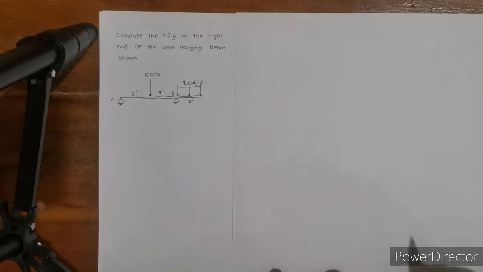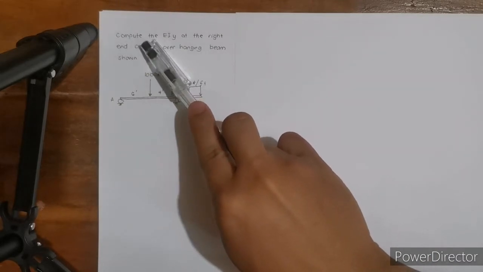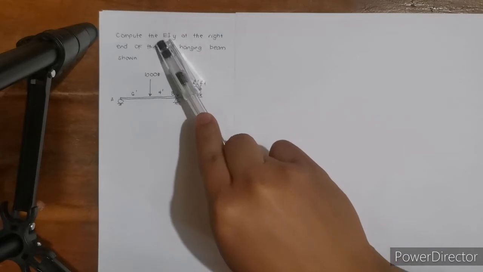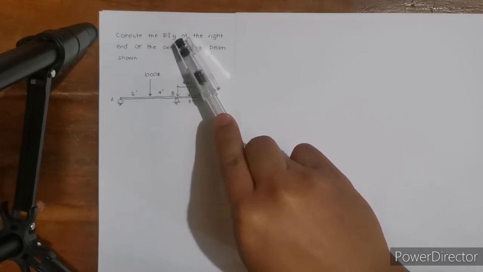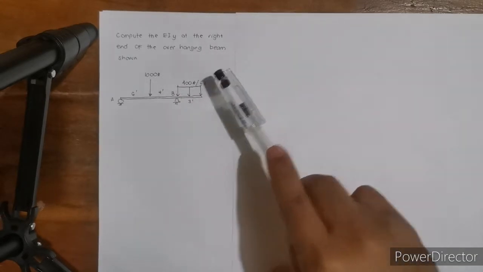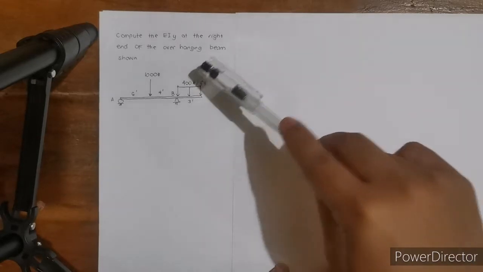Okay, magandang araw po. For today, we will be solving problems regarding deflection using the double integration method. For this problem, we are required to compute the EIy, or the product of the modulus of rigidity and deflection, at the right end of the overhanging beam shown below. So this is the overhanging part of our beam.